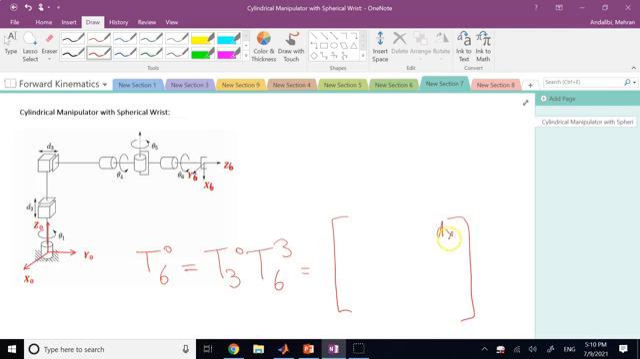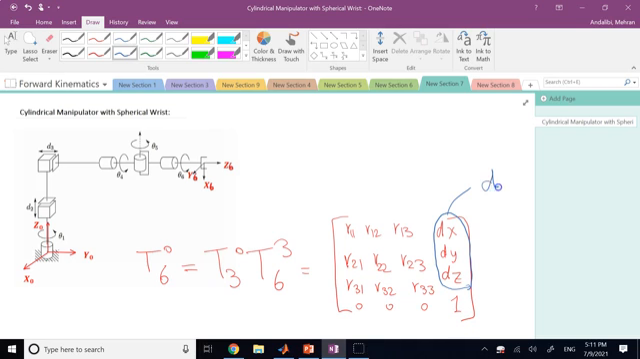Okay, and if I write it like a 4 by 4 matrix, where here I can call them dx, dy, and dz, and 1, and 0, 0, 0, then r11, r12, r13, r21, r22, r23, r31, r32, r33. If I write it like this, this is my displacement or position of the end effector in base, and this guy here is my rotation of the end effector in base.